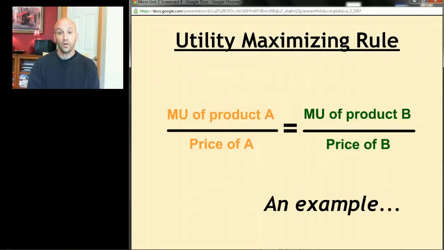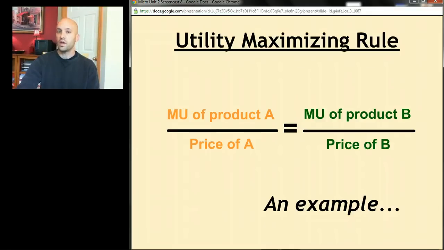To put it into formula form, what we're looking for is this. We want the last unit of everything we buy, whether it's good A or good B or what have you, to be such that the marginal utility that we're getting from that last unit divided by its price is equal to the marginal utility we're getting from the last unit of any other good divided by its price. We want this bang for the buck to be the same from everything that we're buying in the end.